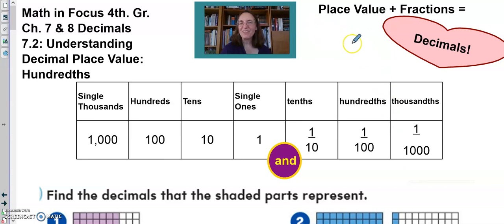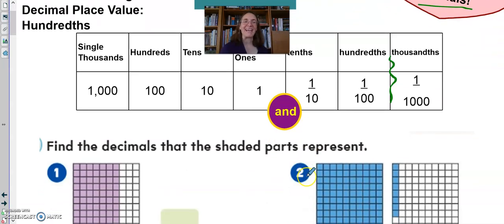We're taking everything we know about our place value system, and we're marrying it to fractions, everything we just learned. Place value plus fractions equals decimal love forever. So, like I told you, you only need to know tenths and hundredths for 4th grade. But just like the place value system for whole numbers can go on and on forever, it also is true that for decimals it can go on and on forever. So let's play with some hundredths today.